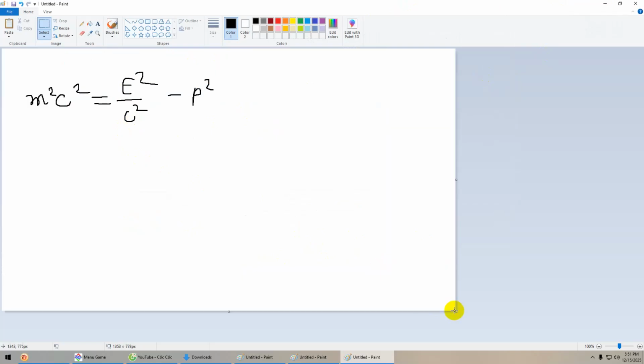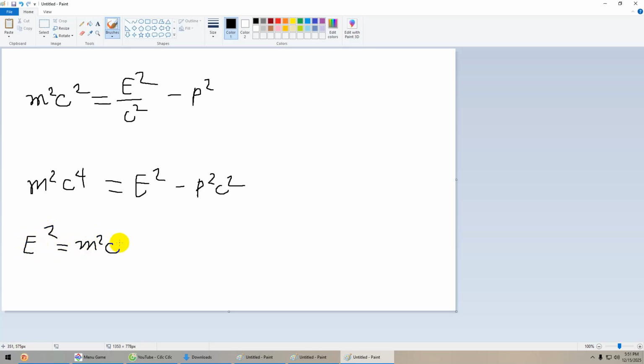And we can finally multiply by speed of light square. We have m² c to the power of 4 equal to E² minus p² c². And finally we have that famous energy relationship E² equal to m² c to the power of 4 plus p² c².